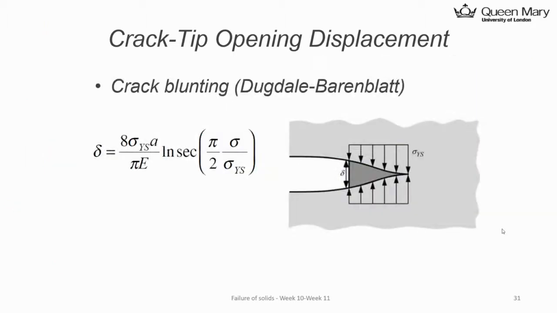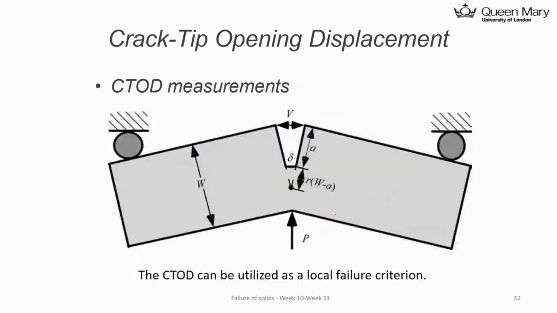Okay, let's move on. Someone also developed this strip yield model, if you don't know the word, which assumes the plastic zone has this shape, and then you find that you derive essentially the same result as before.